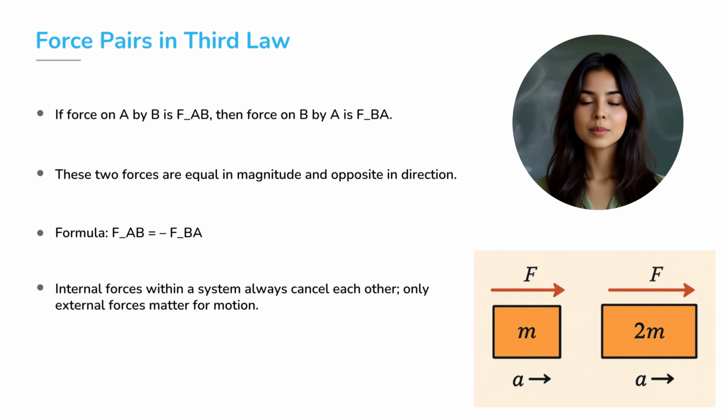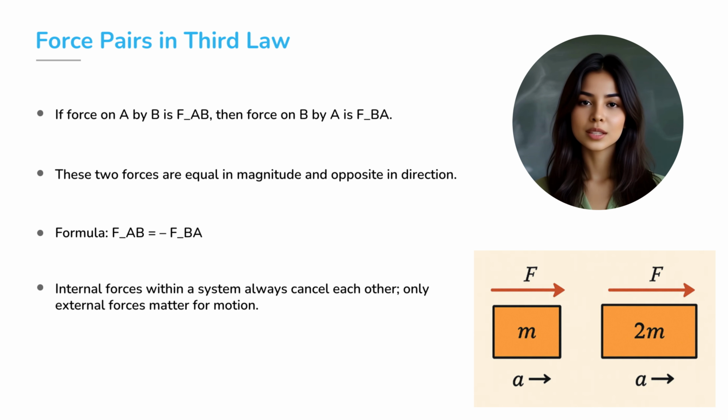Let's look at it mathematically. If force on body A by body B is F sub A B, then the force on body B by body A is F sub B A. Newton's third law says F sub A B equals minus F sub B A. These two forces are equal in magnitude, opposite in direction, and act on different bodies.